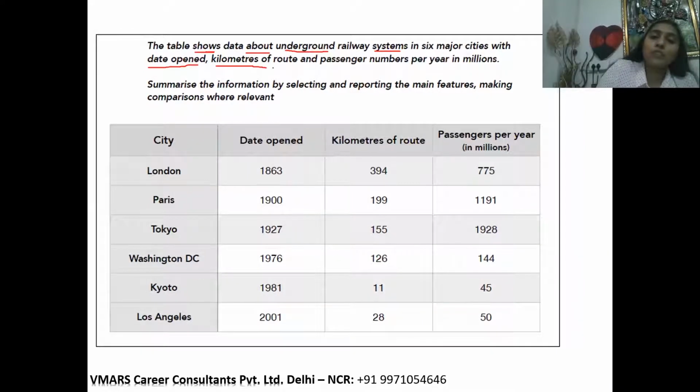Kilometers of route. Can I make it something else? Short form KM. No, short form. Distance. Distance traveled in kilometers. Yes. Passengers, travelers. Very good. Numbers. Can we think of something for numbers? Digits. No, not digits. Count of travelers.